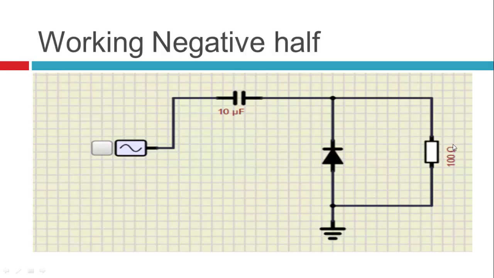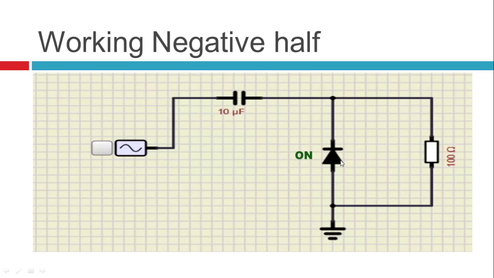Now let us see the working. We start with the negative half because this is the more significant part, where the capacitor actually charges. So let us see what happens during the negative half of the AC input. During the negative half, the diode comes into forward bias, so the diode starts conducting.